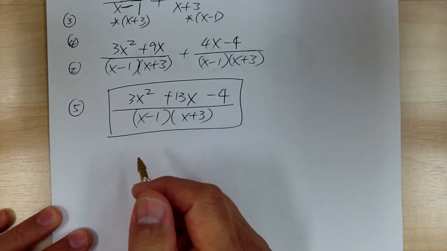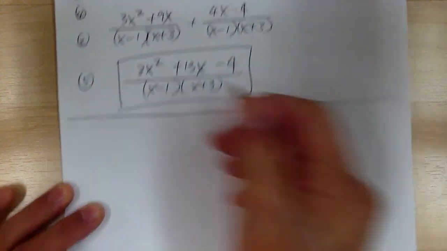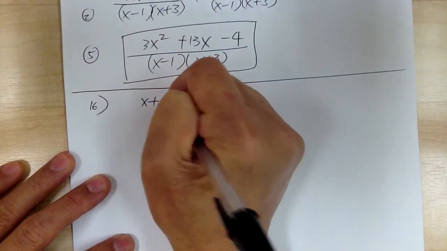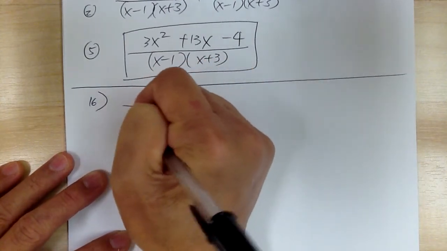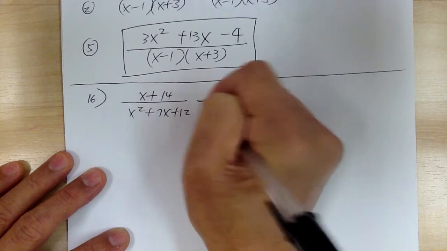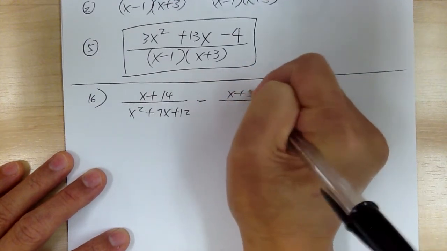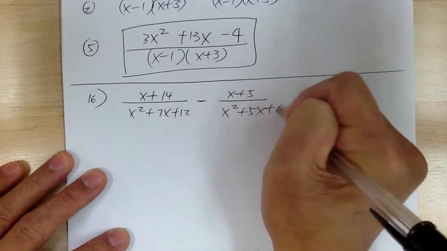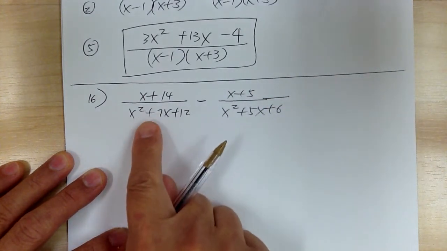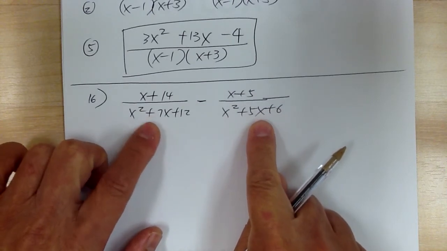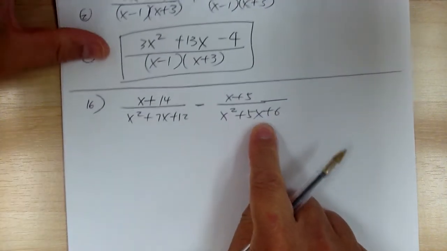Okay, let's go to number 16. You have x plus 14 over x squared plus 7x plus 12 minus x plus 5 over x squared plus 5x plus 6. So again, as soon as you see addition, subtraction, you need to go and factor to figure out your LCD.